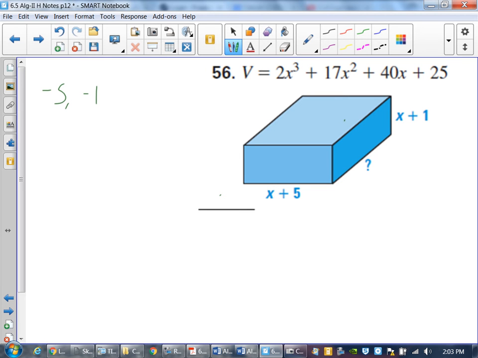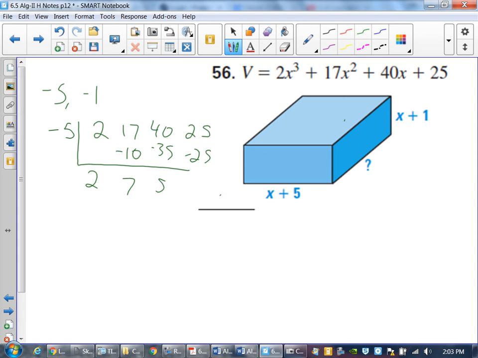So if I use synthetic division, 2, 17, 40, 25, if I use synthetic division with my zeros, it'll factor both of them out. Watch what happens. If you drop the 2, get a negative 10, 7, negative 35, 5, negative 25, and a 0. I started with a cubic. I got to a squared term. It was a 0. That's good.